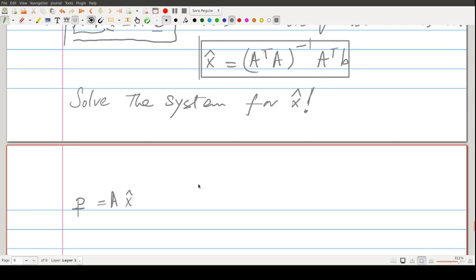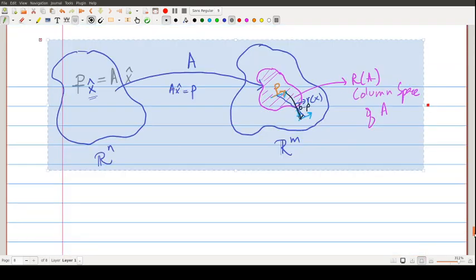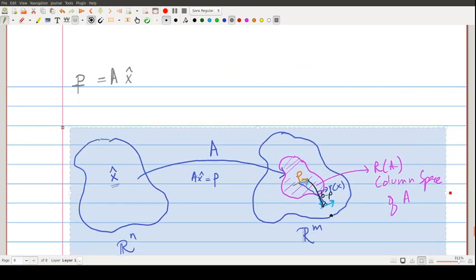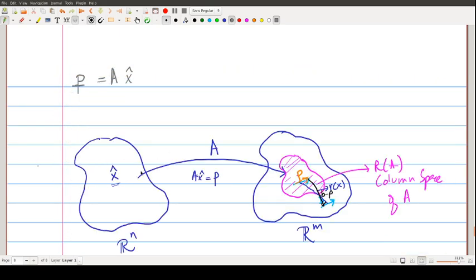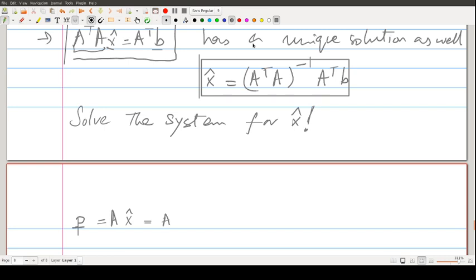A x hat is being mapped, so remember what was happening. I found an x hat, which if I multiply by A gives me the vector P. And so in other words, P is equal to A times this x hat. I can just copy paste from here. So this A times x hat was A (A transpose A) inverse A transpose B, right?